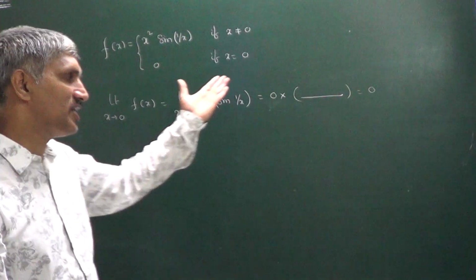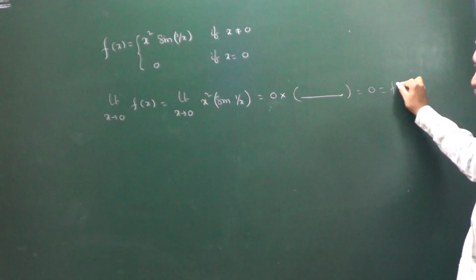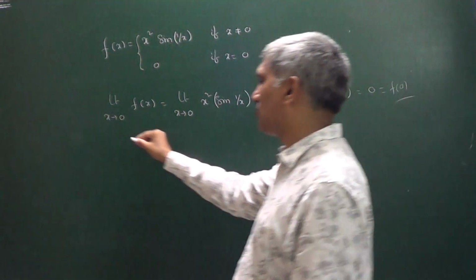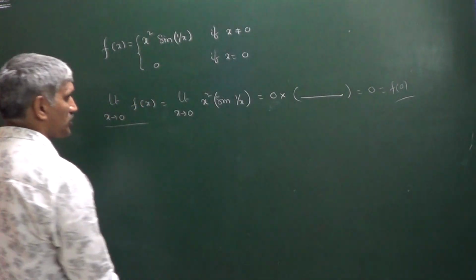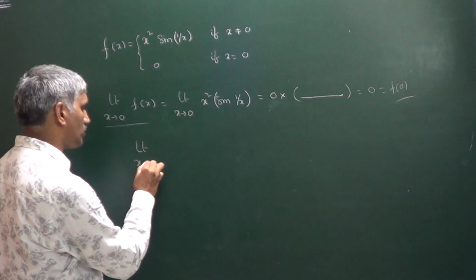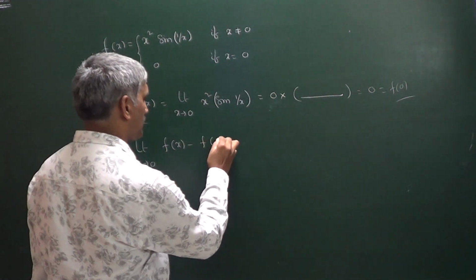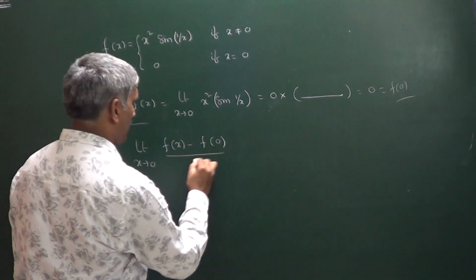Right? So the function is continuous at x is equal to 0. The reason is this is nothing but f of 0. So limit value is equal to functional value. So the function is continuous at x is equal to 0. Now I am checking the differentiability at x is equal to 0. Limit x tends to 0, f of x minus f of 0 divided by x minus 0.